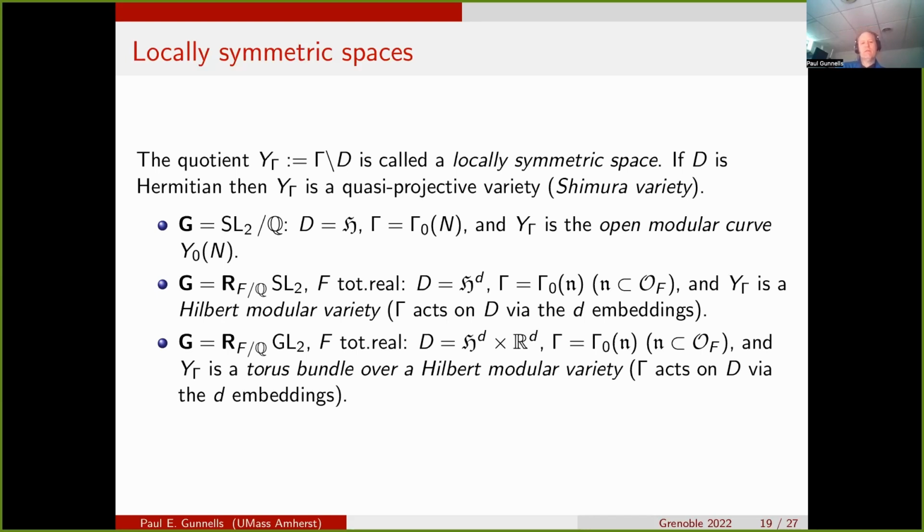This quotient is an algebraic variety. It's called a Hilbert modular variety. And it's one of the first generalizations of the modular curves. It's a very interesting collection of algebraic varieties.